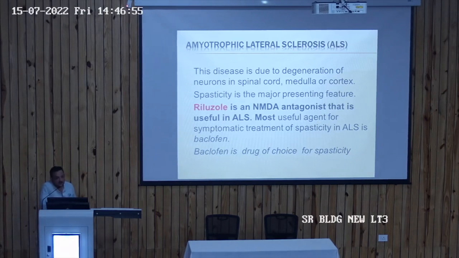ठीक है? तो ultimately सबसे पहले गए legs, then hands, then motor coordination will be affected and patient will die eventually because बाद में involuntary muscles भी affect होंगी और breathing will also be affected. We can also give baclofen for the spasticity.